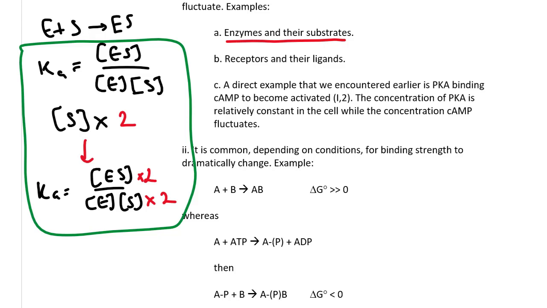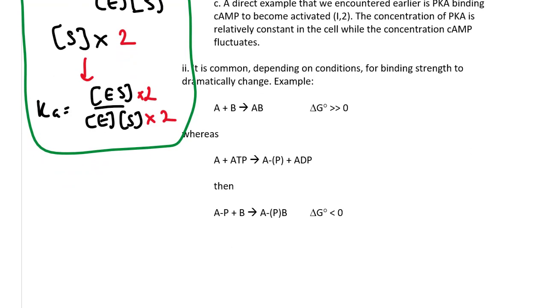Same concept as before. It is common, depending on conditions, for binding strengths to dramatically change. For example, A plus B goes to AB is actually very unfavorable, meaning that this actually favors A plus B, not AB. Whereas A plus ATP gives me phosphorylated A plus ADP, and now phosphorylated A plus B will bind to each other with a delta G standard that is negative, meaning that this state is favored.